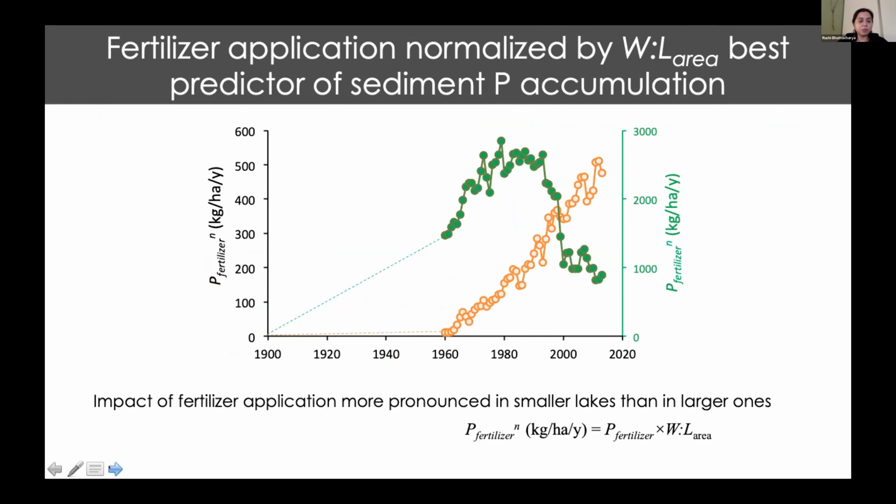The next step was obviously to find out what's driving that, and I looked at all the drivers I had mentioned earlier, but here I'm going to be talking mostly about phosphorus fertilizer application for the two clusters I just talked about. More specifically, we found that fertilizer application, when it was normalized by watershed to lake area, was the best predictor for sediment P accumulation. You can see that the green line here that represents phosphorus fertilizer application in developed countries tracks very nicely with the sediment P concentration trajectories that you just saw. Whereas the orange line mimics what the sediment phosphorus concentration trajectories were for the developing countries.